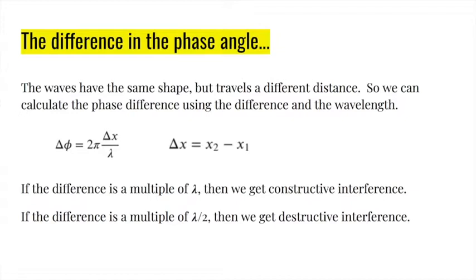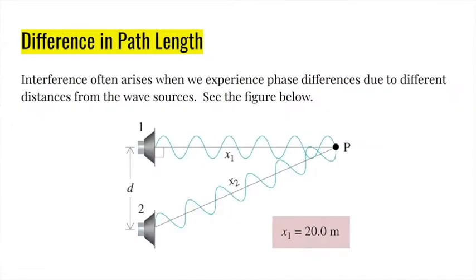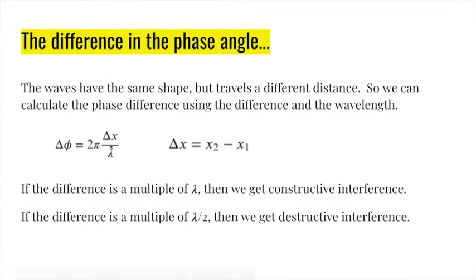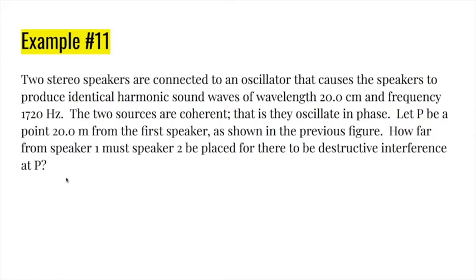Our delta phi is going to be equal to 2 pi over delta x divided by lambda, which remember lambda is our wavelength. So delta x I think is equivalent to d in this case. Actually, no. I'm sorry. Delta x is the difference between x1 and x2. So x2 minus x1 gives us the delta x, so the change in the phase angle is there. So we're going to use that little piece of information to work out this example.